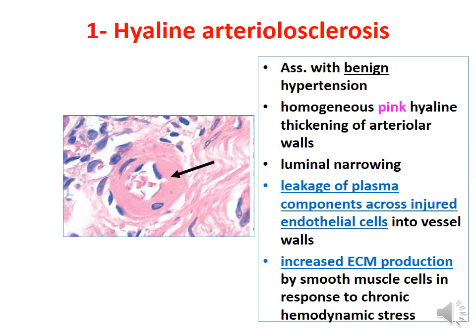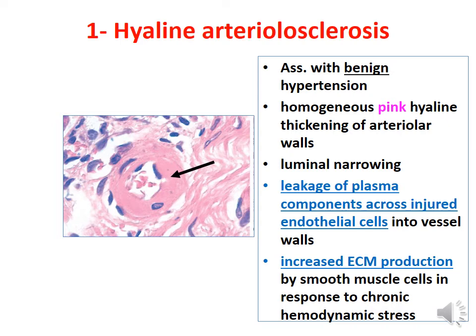The first type, hyaline arteriolosclerosis, is associated with benign hypertension. It was called hyaline because of the pinkish homogeneous material that is causing the thickening of the wall of the arteriole. This thickening of the arteriole will lead to eventual luminal narrowing, and it will have important effects on the tissues that are supplied by those arterioles. The luminal narrowing and the pinkish material within the wall of these arterioles come from leakage of plasma proteins across the injured endothelial cells.